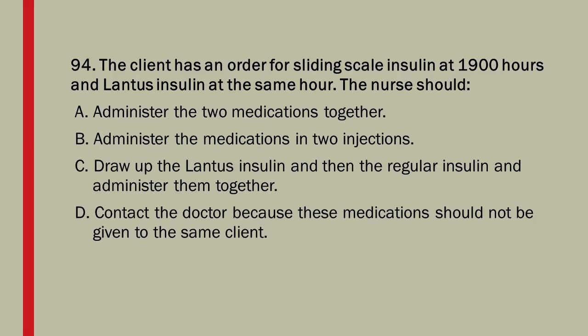94. The client has an order for sliding scale insulin at 1900 hours and Lantus insulin at the same hour. The nurse should: A. Administer the 2 medications together. B. Administer the medications in 2 injections. C. Draw up the Lantus insulin and then the regular insulin and administer them together. D. Contact the doctor because these medications should not be given to the same client.